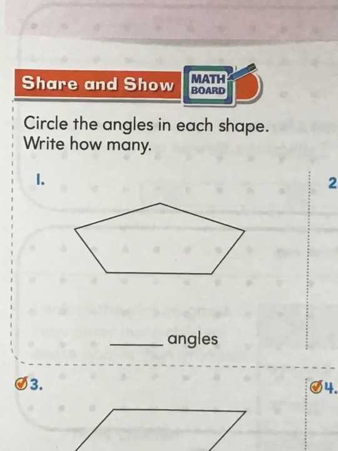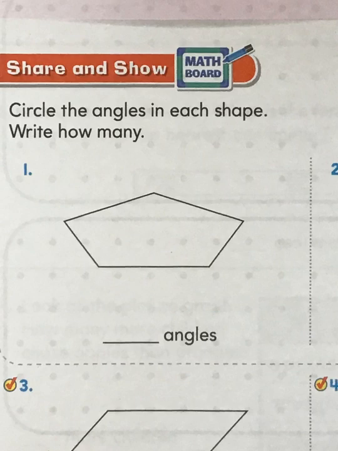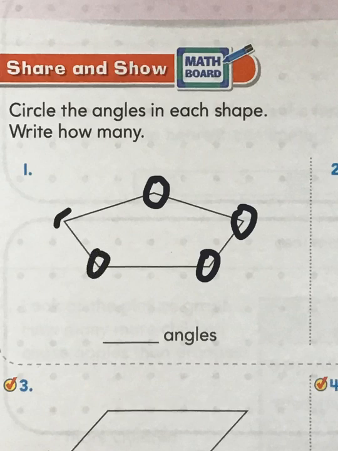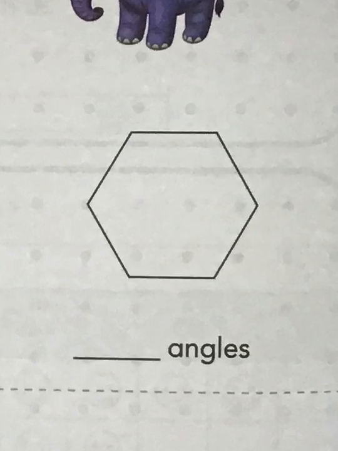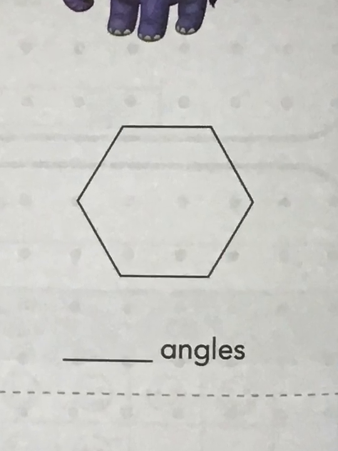Let's take a look at number 1, a pentagon. Did you know that was a pentagon? I bet you did. All right, let's circle the angles. 1, 2, 3, 4, 5. 5 angles. Well, let's take a look at the hexagon. I'll make it a little bit bigger, and I'm going to draw my angles this time with a curve. 1, 2, 3, 4, 5, 6. 6 angles in a hexagon.